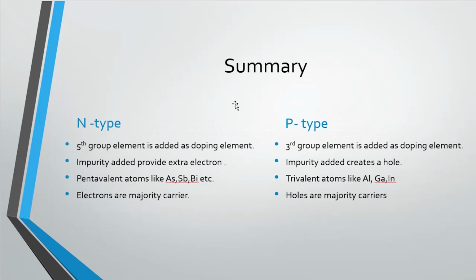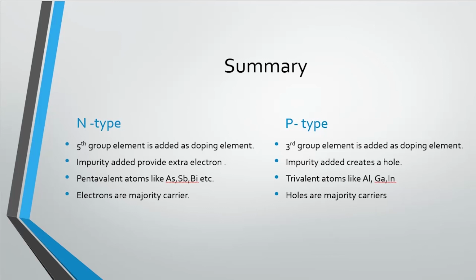Moving ahead, we'll see a summary of N-type and P-type. In N-type, a fifth group element is added as a doping element. In P-type, a third group element is added as a doping element. The impurity added provides extra electrons. The impurity added creates holes. Pentavalent atoms like arsenic, antimony, bismuth, etc. Trivalent atoms like aluminum, gallium, indium, etc. In N-type, electrons are majority carriers; in P-type, holes are majority carriers.